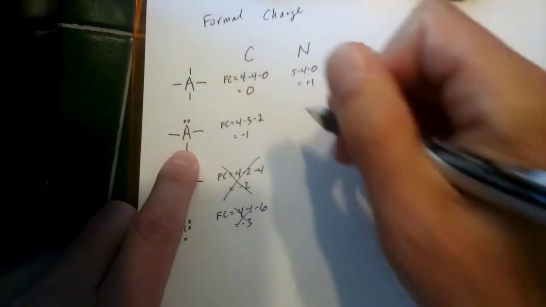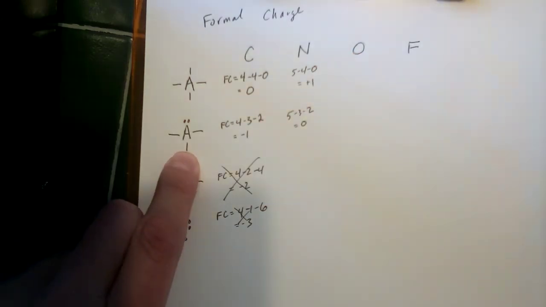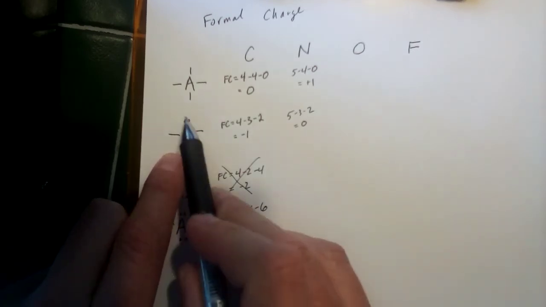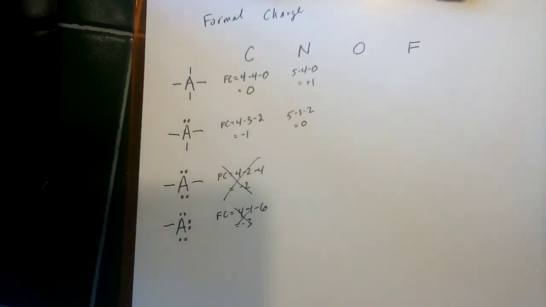But right here, 5 - 3 - 2, that is perfect for nitrogens. So when we're drawing structures, we might want to think, hey, if I've got a nitrogen, I would really like it to end up like this with 3 bonds and a lone pair, because that's going to give me a 0 formal charge.